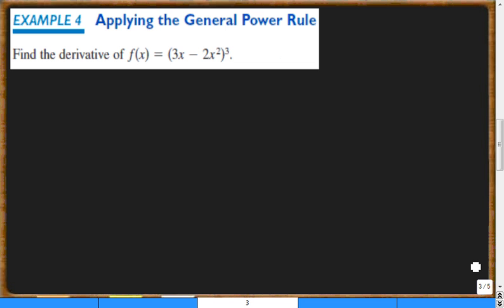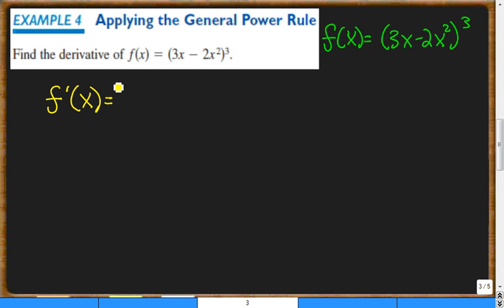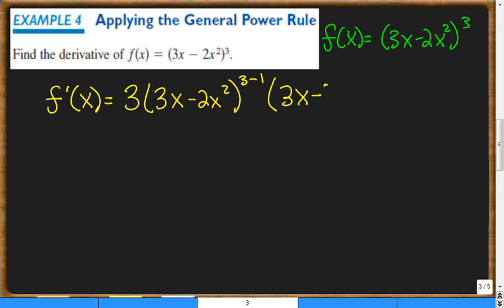And as we move on, so applying the derivative, we've got f of x equals (3x minus 2x squared) cubed. So just like we did, we're going to get f prime of x. We bring the 3 down. We multiply by the inner function as it was. We take 1 away from the exponent, and then we multiply by the derivative of the inside.